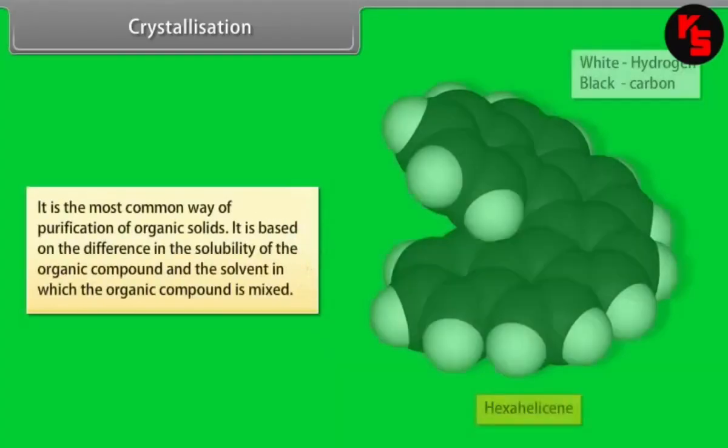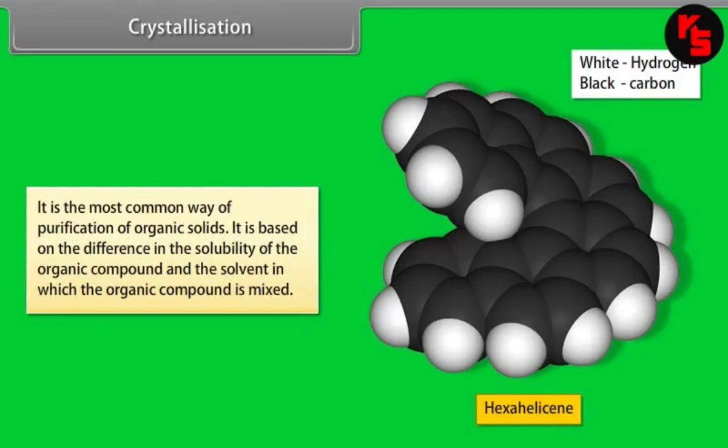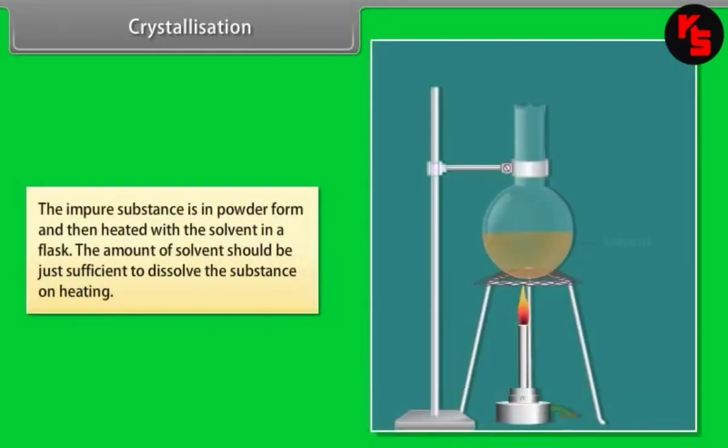Crystallization. It is the most common way of purification of organic solids. It is based on the difference in the solubility of the organic compound in the solvent in which it is mixed. The impure substance is in powder form and is then heated with the solvent in a flask. The amount of solvent should be just sufficient to dissolve the substance on heating.